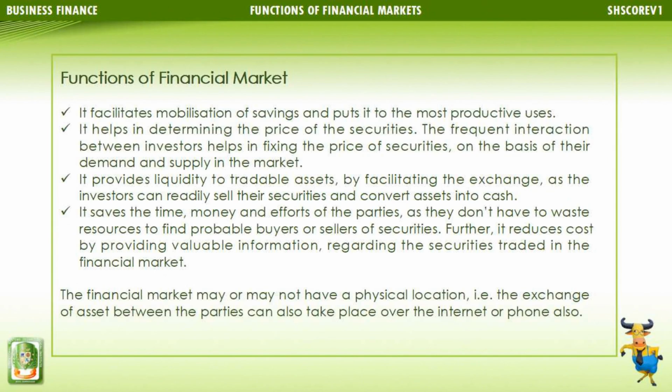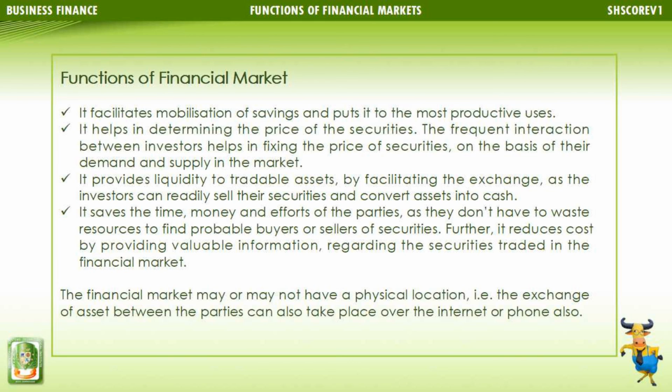Functions of financial market. It facilitates mobilization of savings and puts it to the most productive uses. It helps in determining the price of the securities. The frequent interaction between investors helps in fixing the price of securities on the basis of their demand and supply in the market. It provides liquidity to tradable assets by facilitating the exchange, as the investor can readily sell their securities and convert assets into cash.